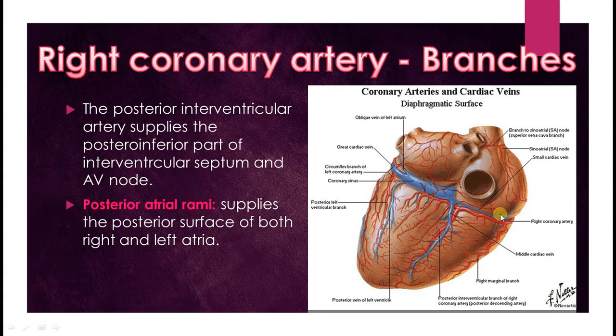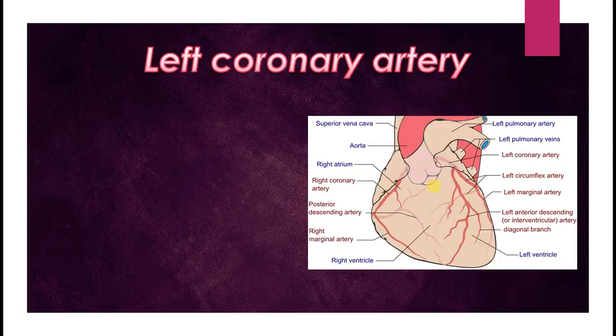Posterior atrial rami mainly ramify onto the posterior surface of both the right atrium and the left atrium, and supply both the right and the left atrium. Okay. So that is about the right coronary artery.